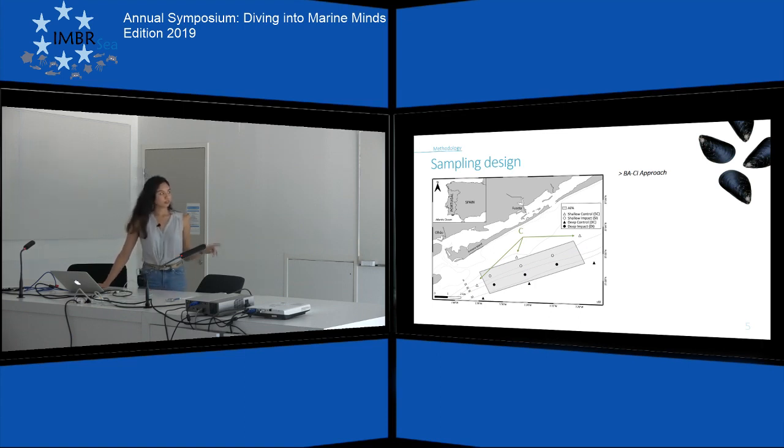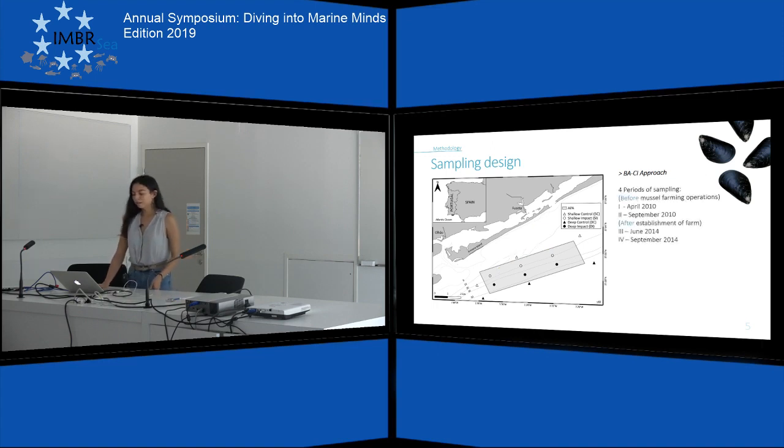So there were 6 control sites outside of the farm and 6 impact sites inside of the farm. And there were also 4 periods of sampling. 2 of them were before the mussels were established in the farm in the year 2010, and 2 of them after the establishment of the farm in 2014.